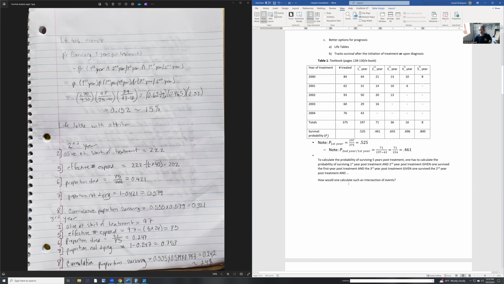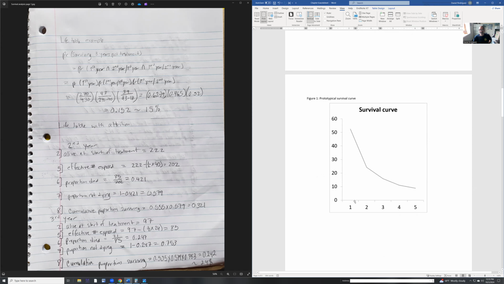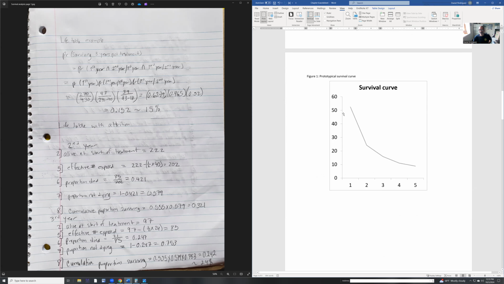So here I ask, how would you calculate the intersection of events? Well, use the multiplication rule. Intersection of events is the probability of 2 events occurring, surviving the first and the second year, and so on. This is a survival curve, that figure that goes along with that. So that's the probability of surviving all 5 years: 1 year, 2 years, 3 years, 4 years, all 5 years, right? So this is different. This is the probability of surviving all 5 years. So the first and the second and the third and the fourth and the fifth.